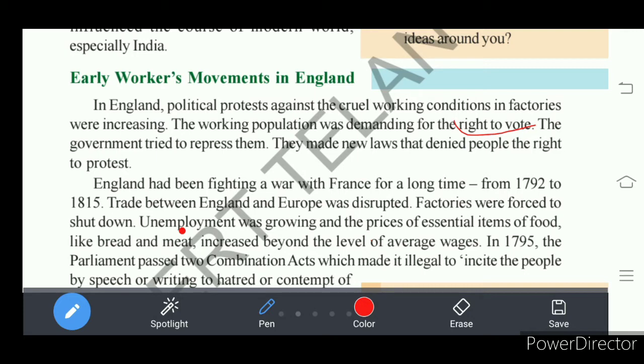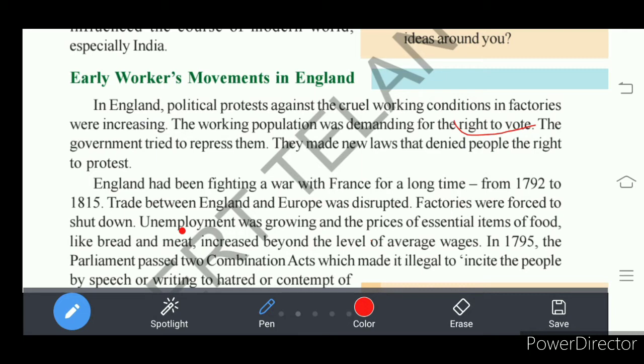Why did they demand the right to vote? If they get the right to vote, they could elect a representative who can solve the problems of the workers, right? So they needed the right to vote first. Understand? So they demanded a right to vote.